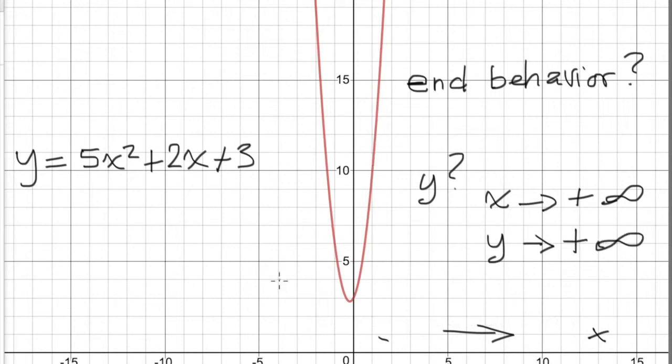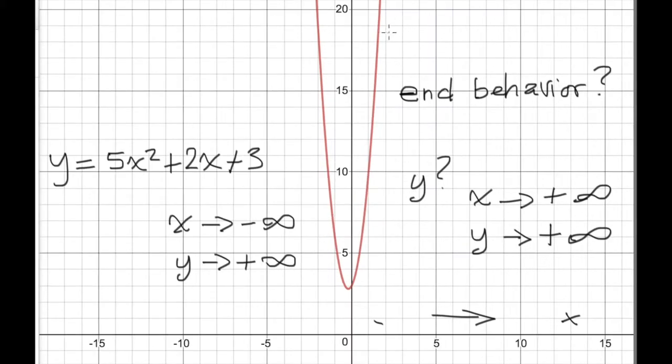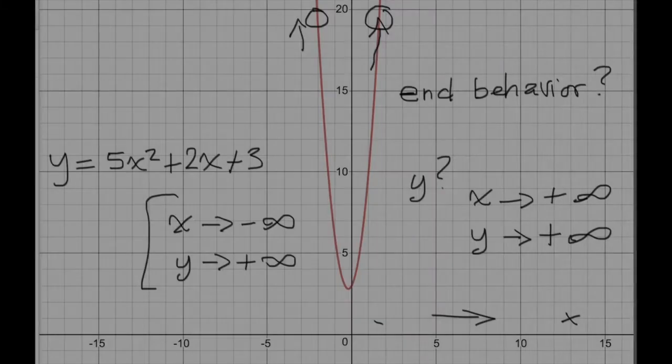Now, end behavior in the negative. So what happens as x gets increasingly negative? Does y get increasingly negative? No. Y gets, again, increasingly positive. As x gets increasingly positive, y just gets increasingly positive. And then as x gets increasingly negative, y also gets increasingly positive.